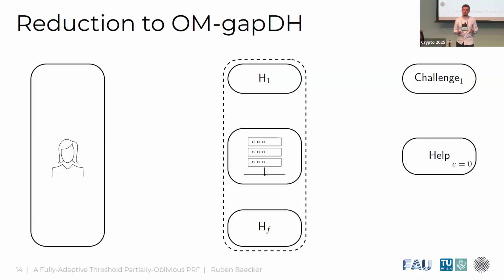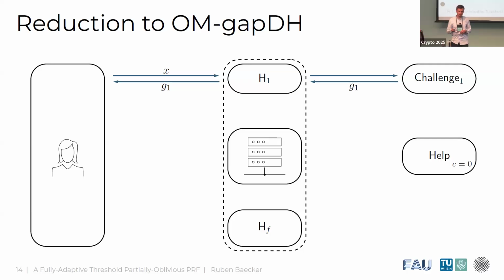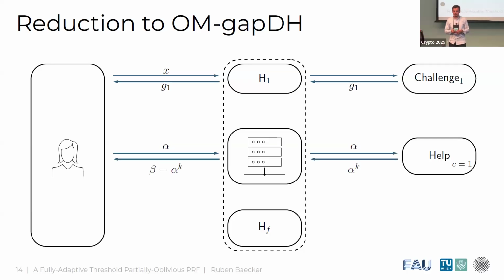So now for the reduction, which is in the middle, it has to simulate the client and also two random oracles. And it has access to the assumption oracles on the right-hand side. So there is kind of a natural connection between the construction and the assumption. So if the client wants to hash an input or return a challenge element, we forward exponentiations to the help oracle, and then we can extract solutions from the final hash function.